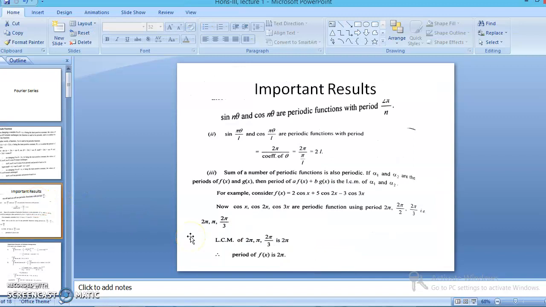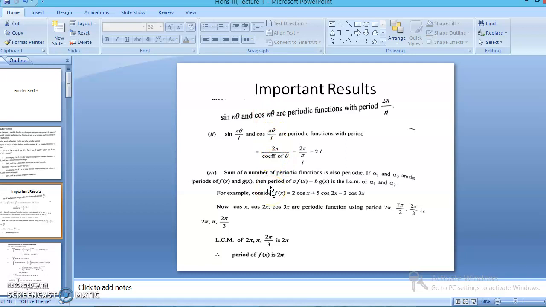Next we have some important results. For the functions sine n theta and cos n theta, the period is 2 pi divided by n. These are also periodic functions, as we saw in the last slide on periodic functions. Similarly, sine (pi theta by L) and cos (pi theta by L) are periodic functions with period 2 pi divided by the coefficient of theta. This comes from the above result.